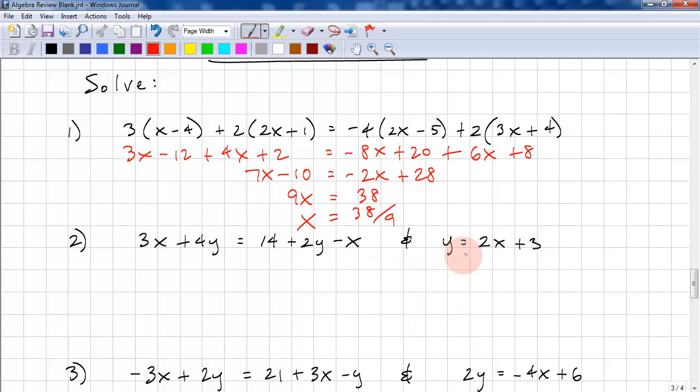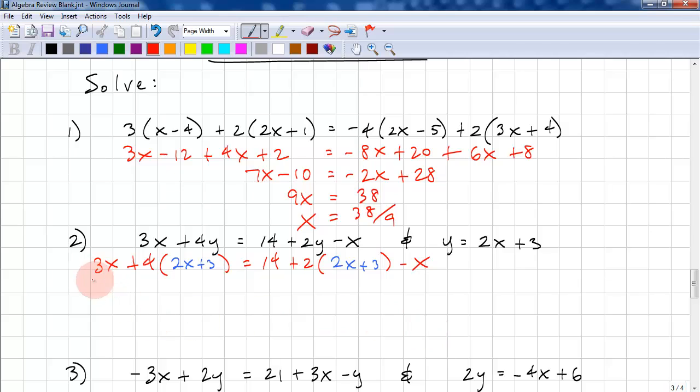We have an explicit function for y, so we'll use y in the substitution. There's 2 y's, so we need to substitute in both spots. 3x plus 4, bracket. I'm going to substitute in color. And we copy the rest, that's negative x.